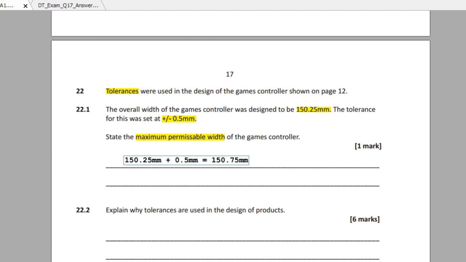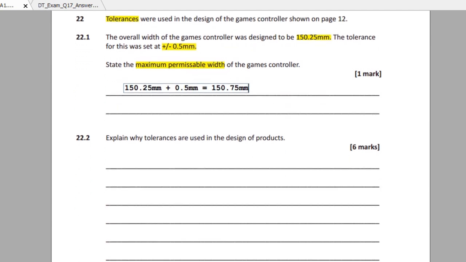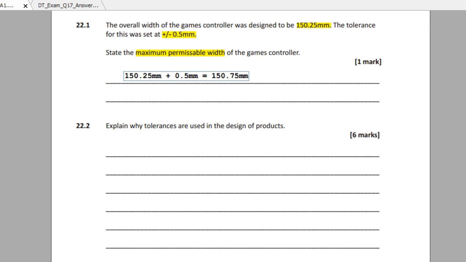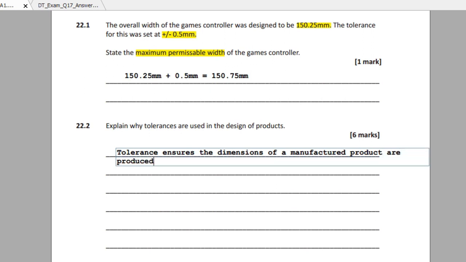And the next one is explain why tolerances are used in the design of products. Okay, so let's go through what tolerance is. So this is what I would say. A tolerance ensures the dimensions of a manufactured product are produced within limits that are acceptable.